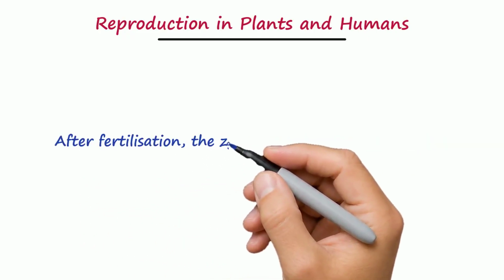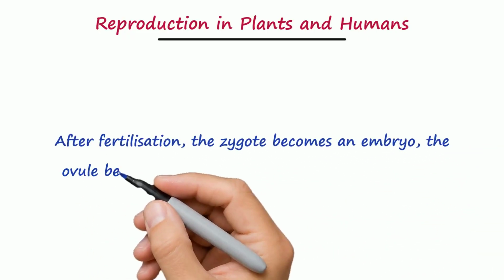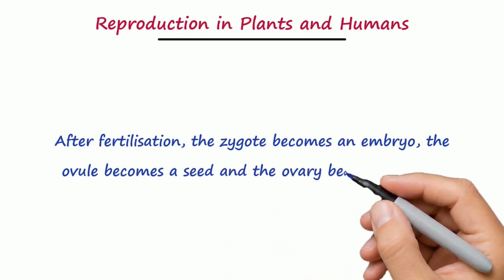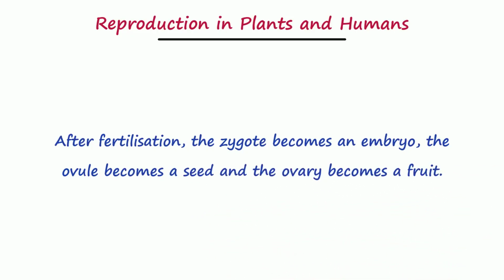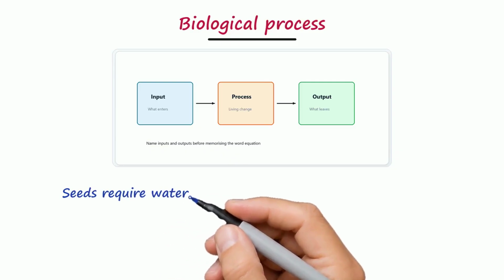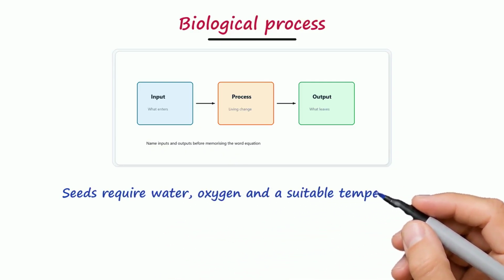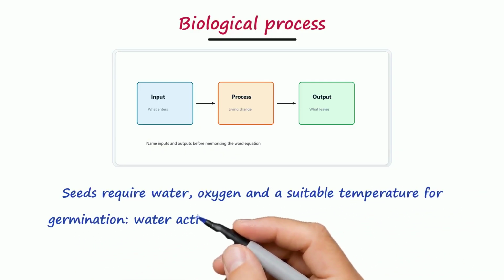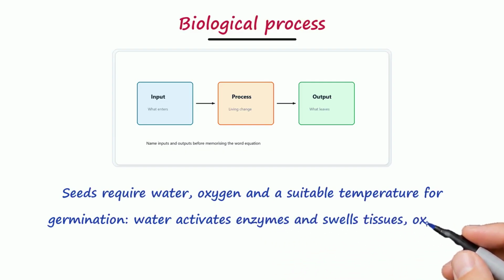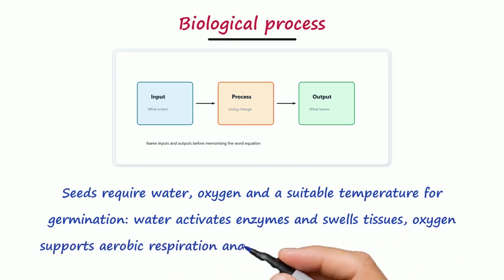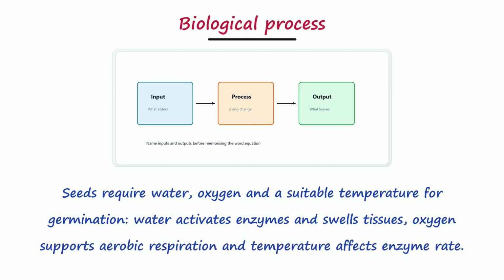After fertilization, the zygote becomes an embryo, the ovule becomes a seed, and the ovary becomes a fruit. Seeds require water, oxygen, and a suitable temperature for germination. Water activates enzymes and swells tissues, oxygen supports aerobic respiration, and temperature affects enzyme rate.